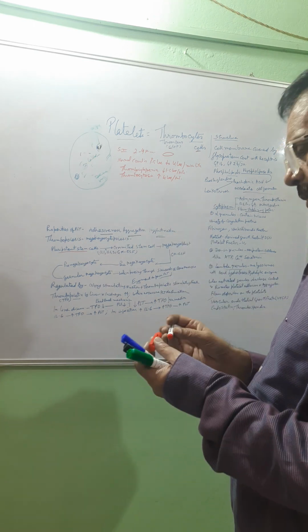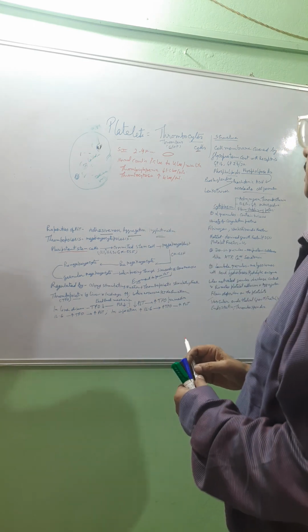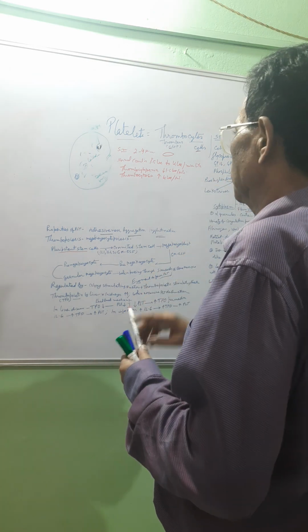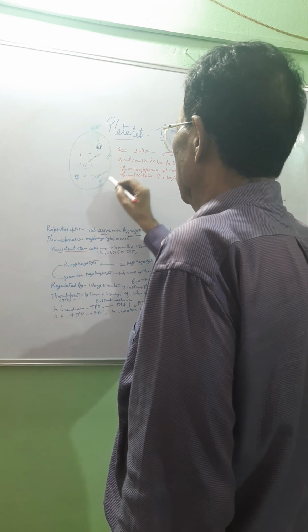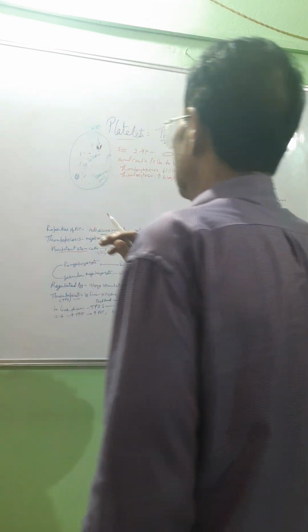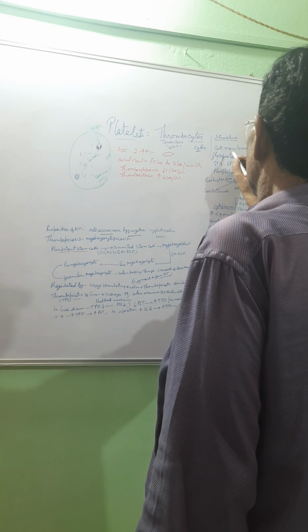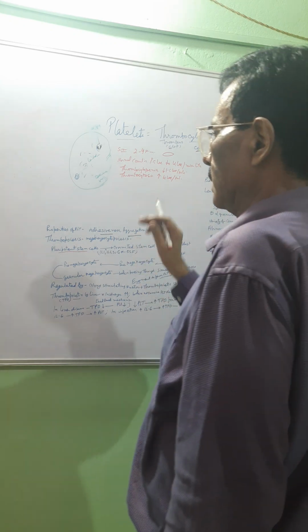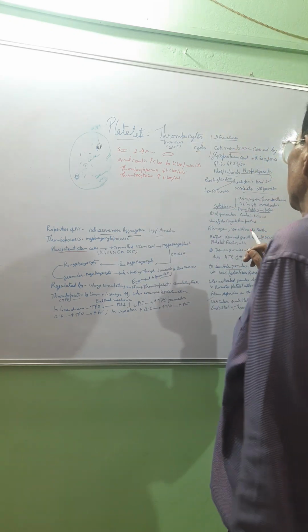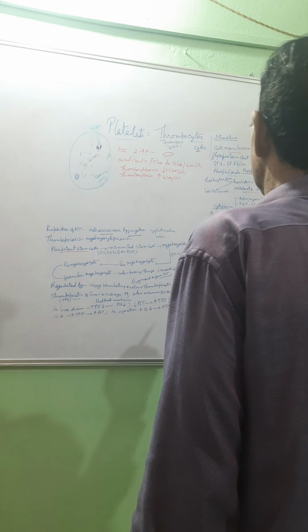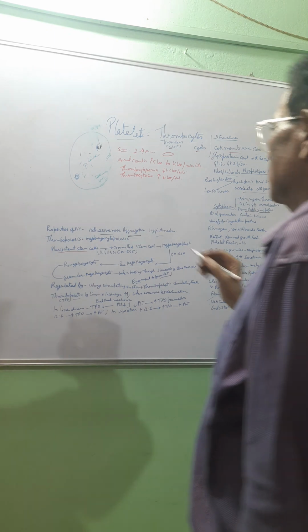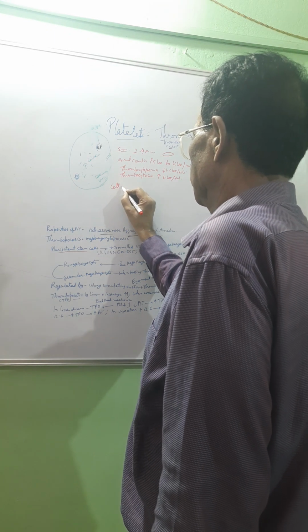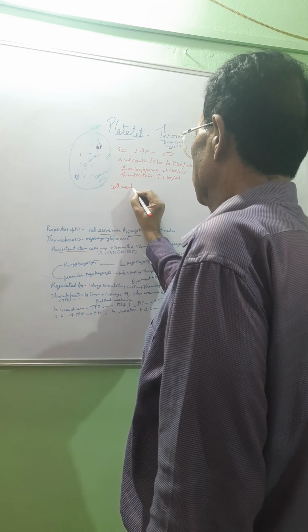Now, the structure of the thrombocyte. The cell membrane is there, and the cytoplasm is there. The cell membrane is covered by a glycoprotein coat with receptors: glycoprotein 1b, glycoprotein 2b, and glycoprotein 3a.